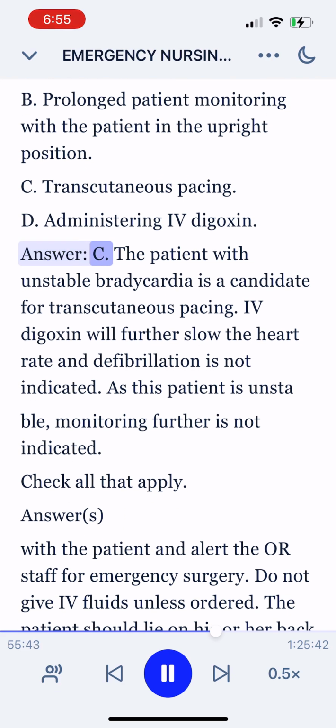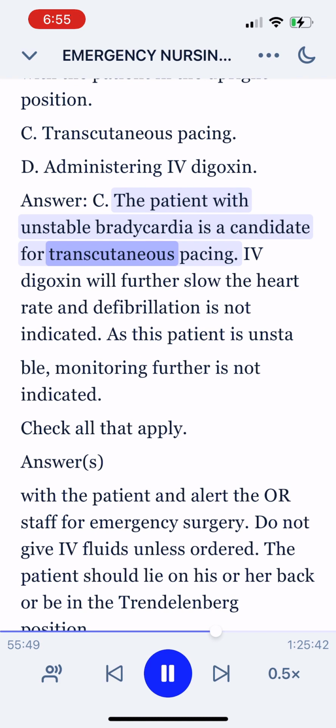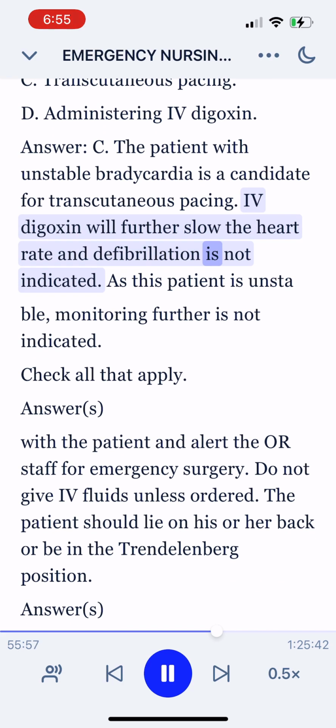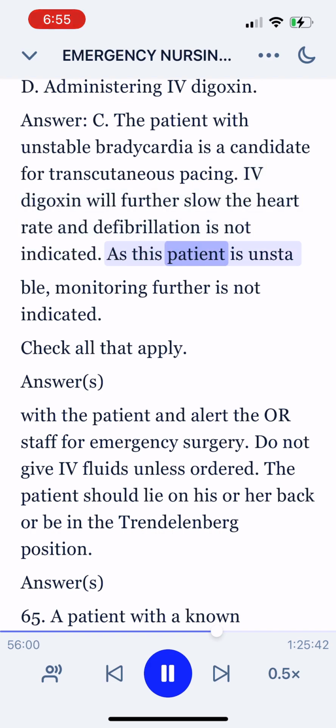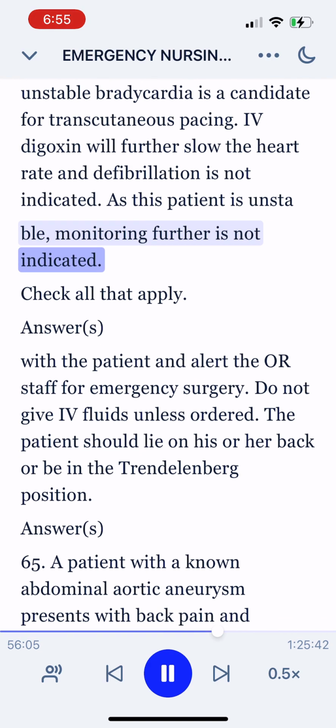Answer C. The patient with unstable bradycardia is a candidate for transcutaneous pacing. IV digoxin will further slow the heart rate and defibrillation is not indicated. As this patient is unstable, monitoring further is not indicated.